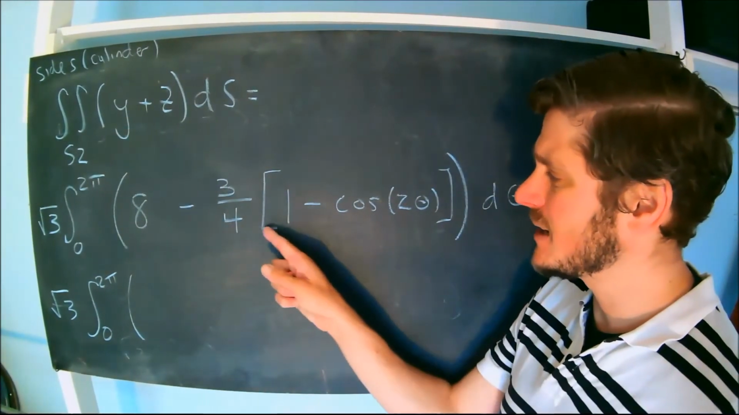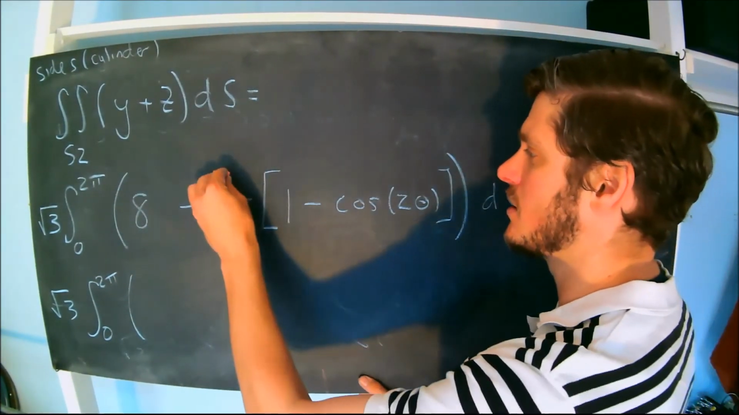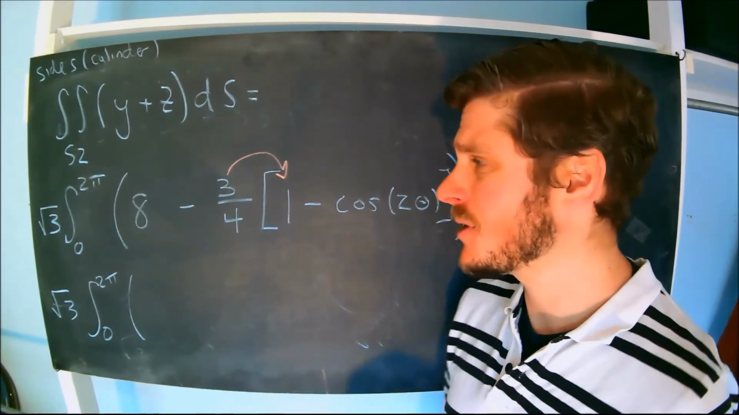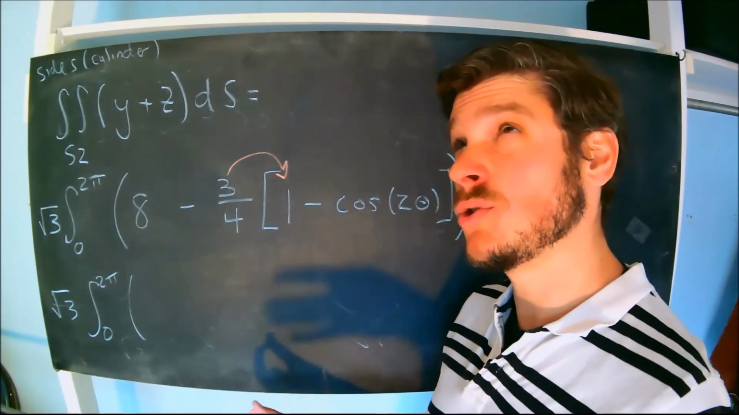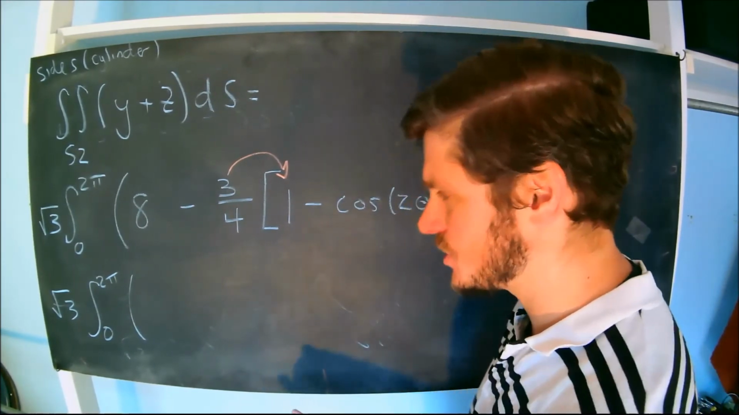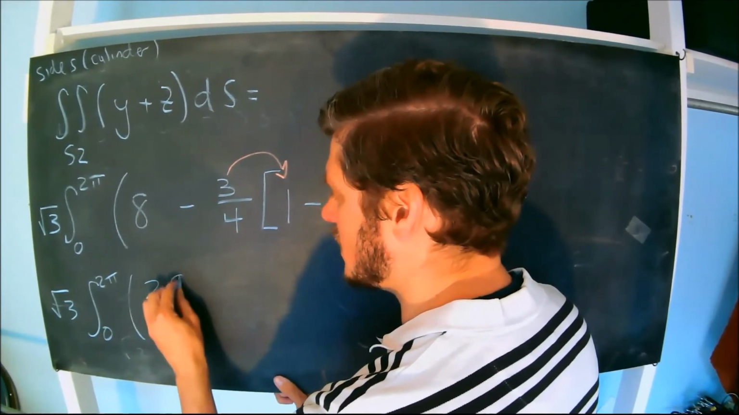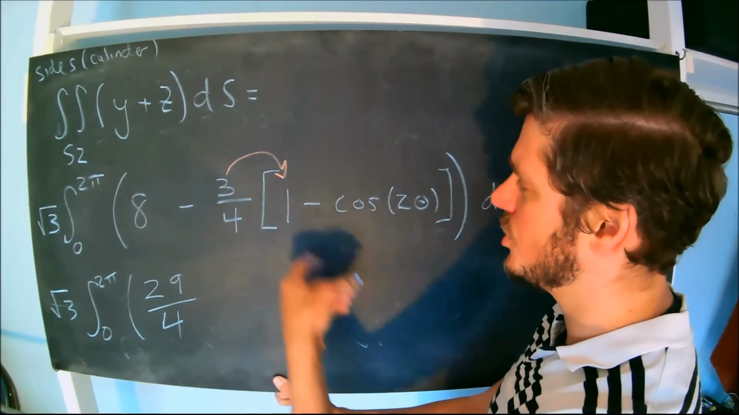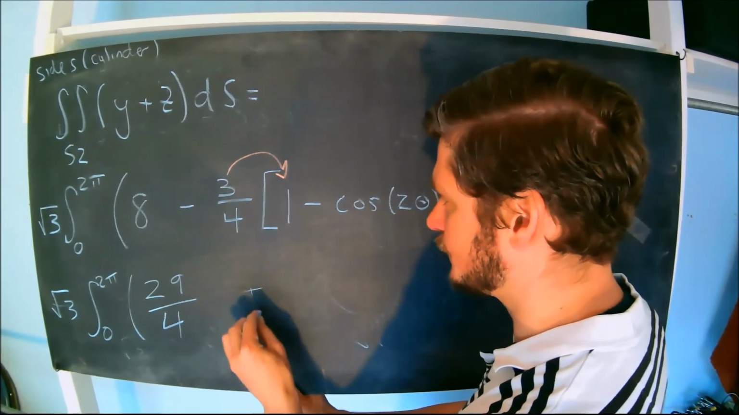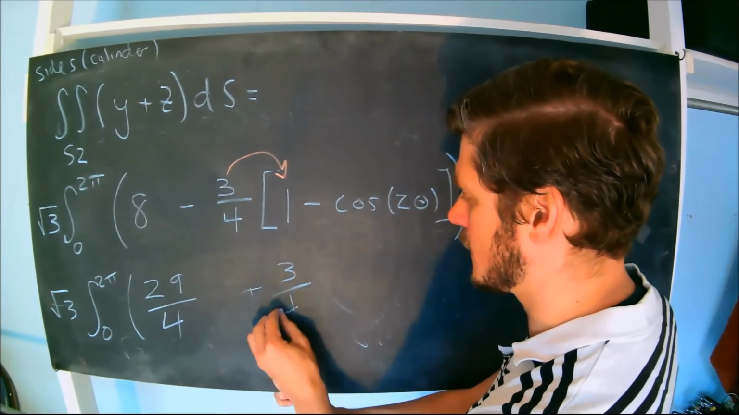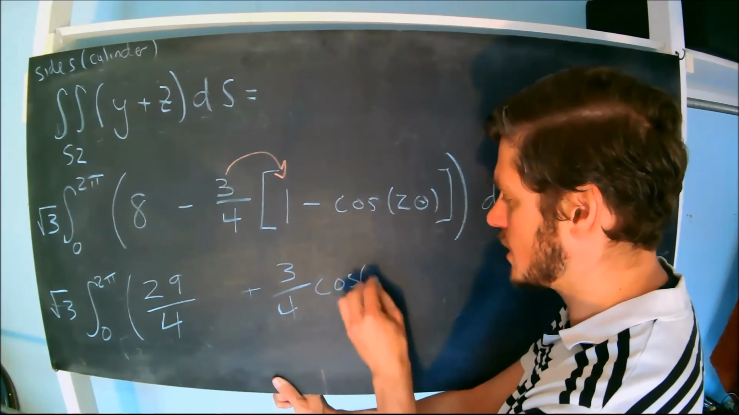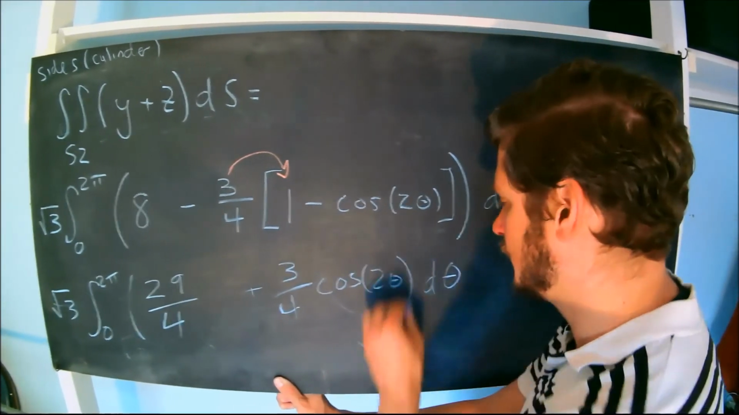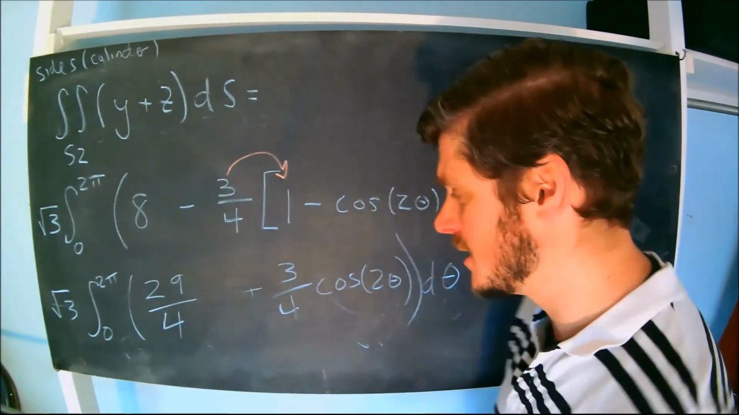So I have the 8, and then minus, well, when I distribute this here, minus 3/4. So 8 minus 3/4, so that's 32/4 minus 3/4, so 29/4. And when I distribute through the minus minus, that becomes plus, and plus 3/4 cosine of 2 theta d theta.